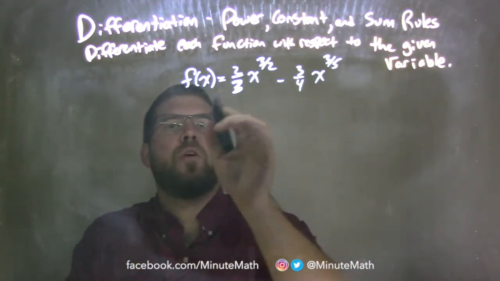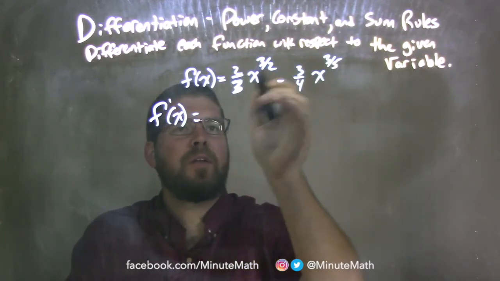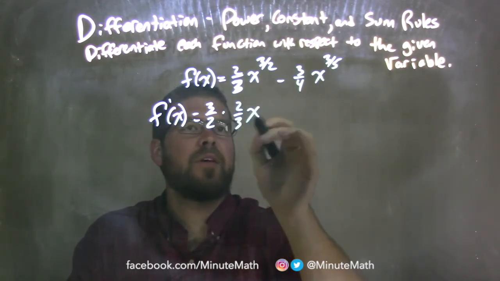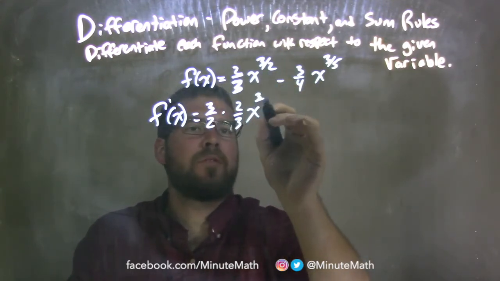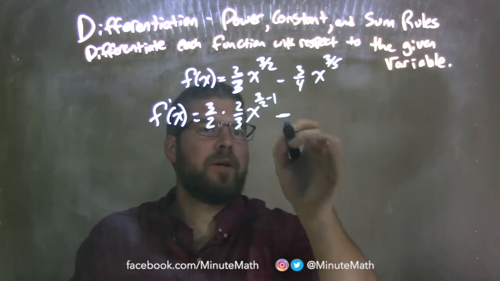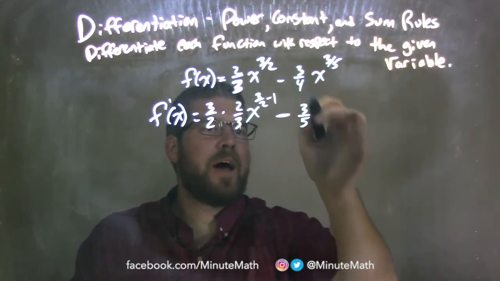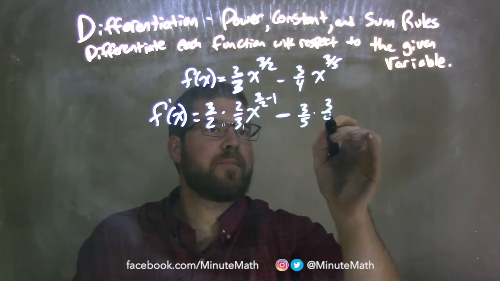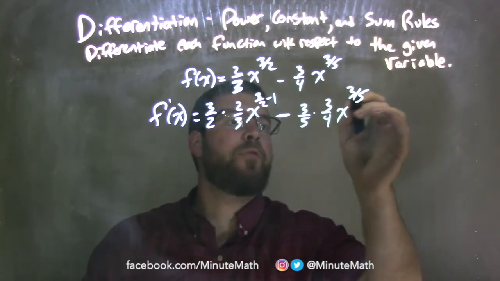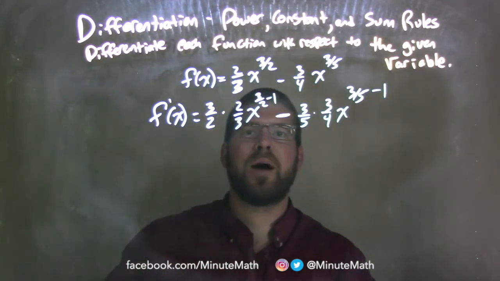Okay? So when I take f prime of x, I'm going to bring that exponent down, 3/2 times what was given, 2/3 x. And then I'm going to take my exponent and subtract 1 from it. So 3/2 minus 1. Then we have the minus sign there. Then this exponent, we bring down 3/5, times that 3/4 x to the 3/5 power. That 3/5 power, though, we also have to subtract a 1 from it, almost forgot there. We decrease the exponent by 1 as well.